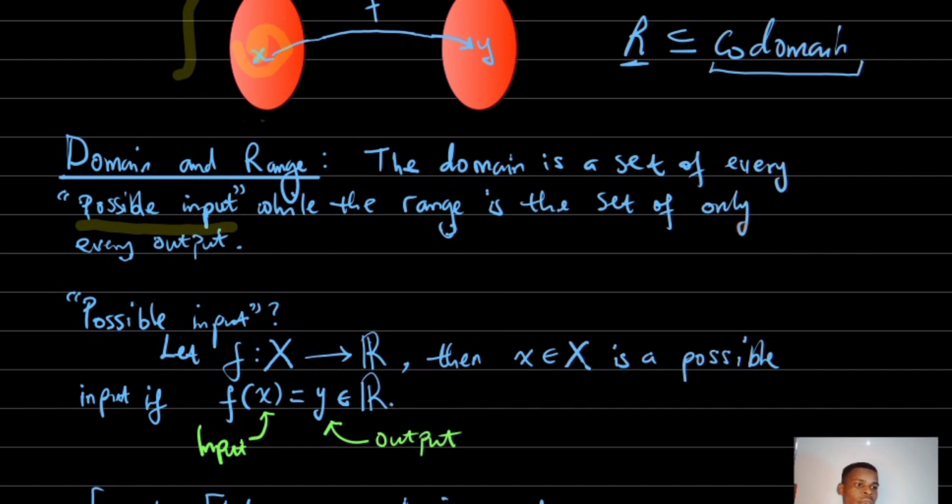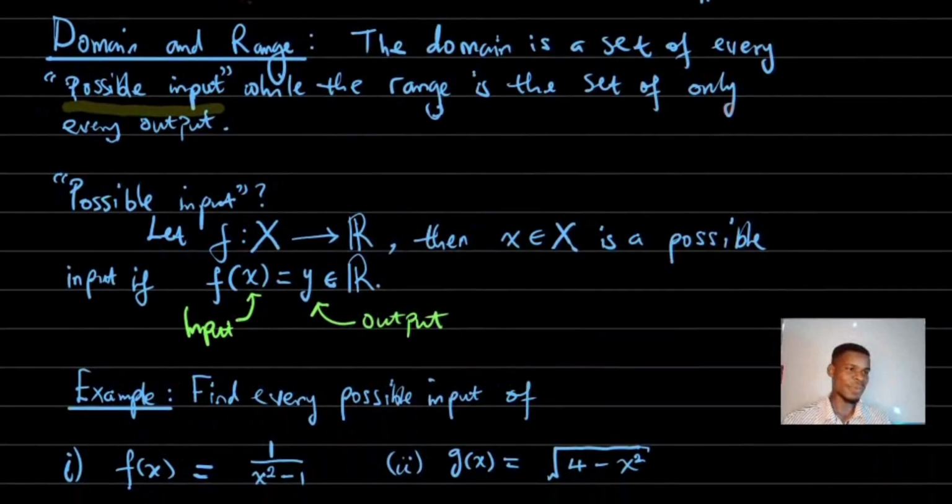But the set of real numbers is also a good codomain for that, because the set of real numbers contains the set of integers, and it contains more than that. Anyway, that's the difference between a codomain and a range.